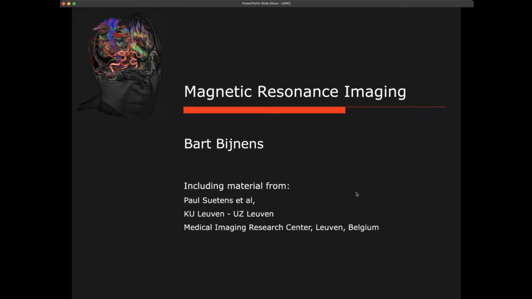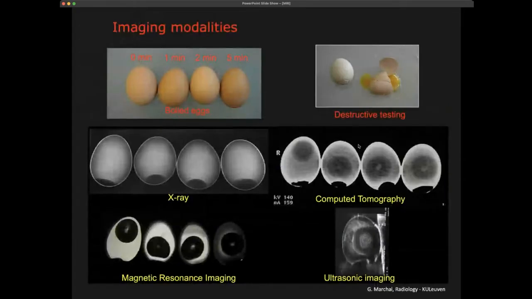Okay, so today we go to the next and actually the final imaging modality that we have to discuss, and that is magnetic resonance imaging, which is very different from the other ones, and we will see why it's different also. It's also being used quite a lot, although its availability is a bit less than some of the other imaging modalities.